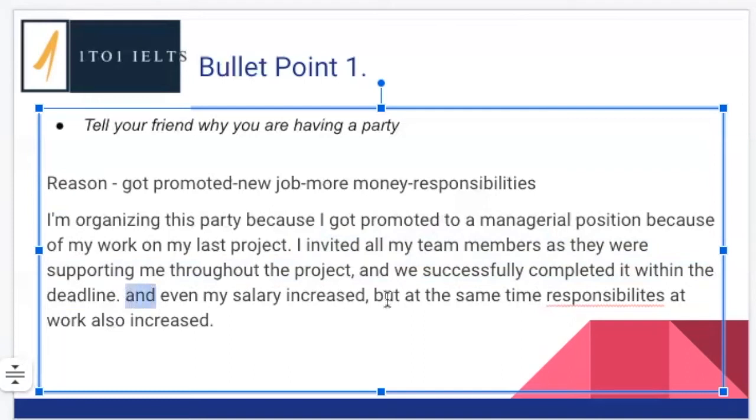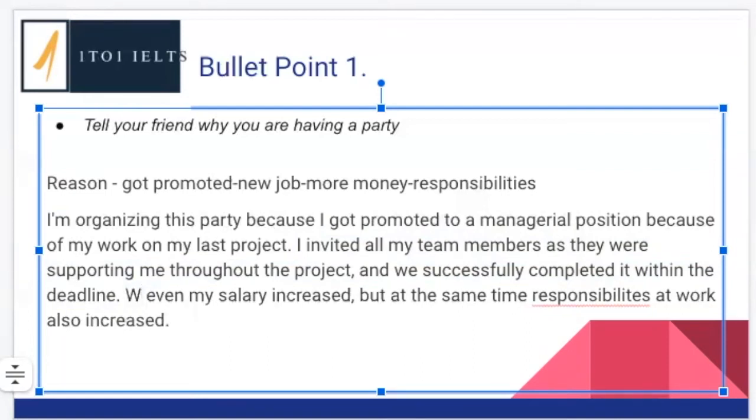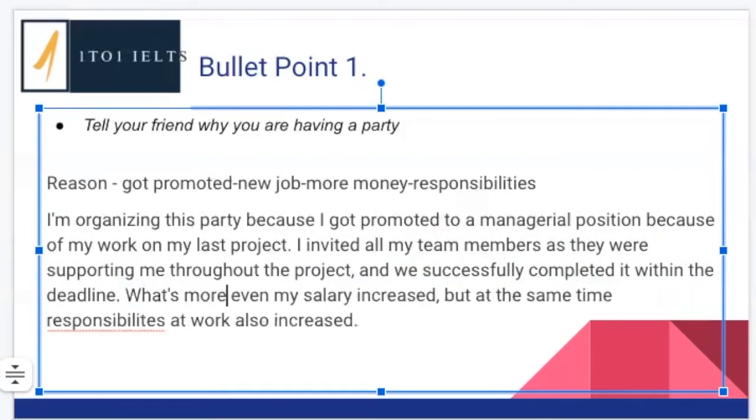How can I use a cohesive device? We never want to start a sentence with and. So you never start a sentence with a coordinating conjunction. Moreover and additionally are both very, very formal. So also, yep. A nice expression, I think, for informal letters is what's more. So this is a lovely informal additional cohesive device. What's more, even my salary increased.